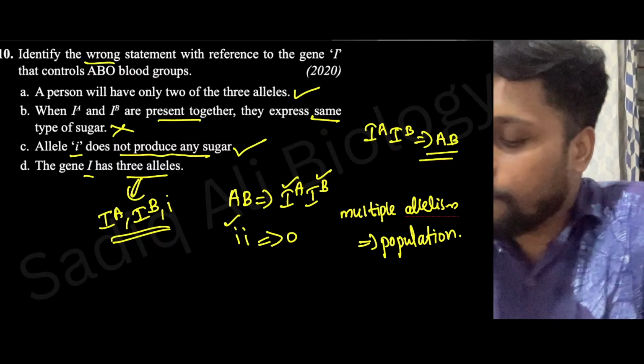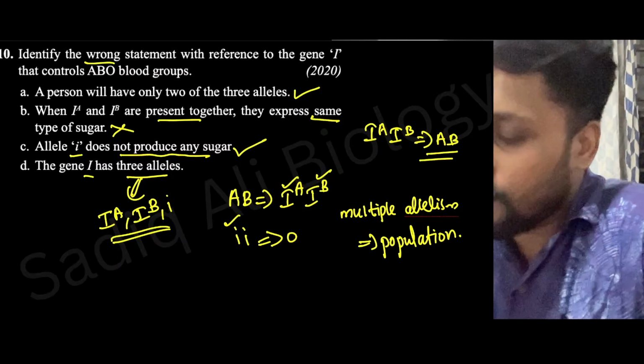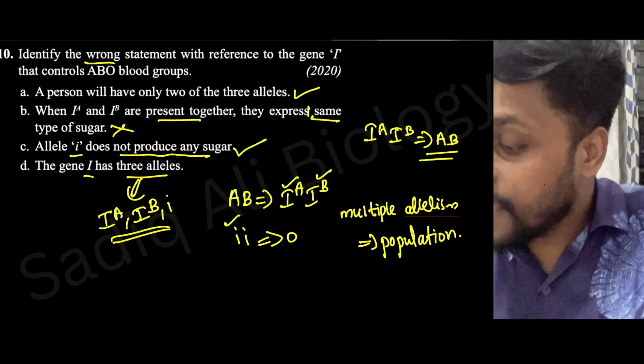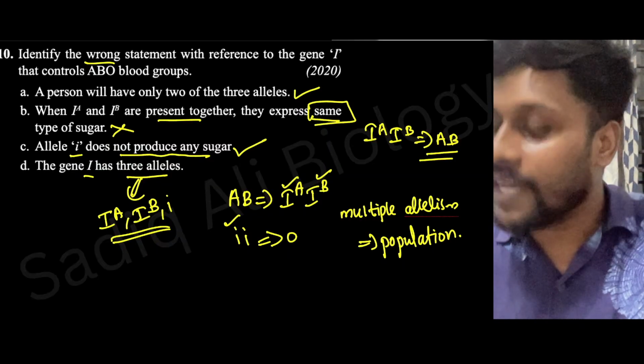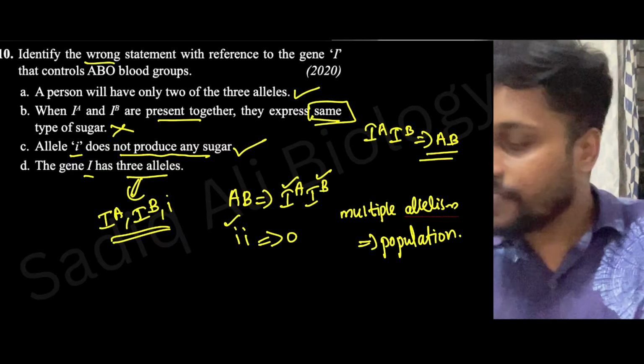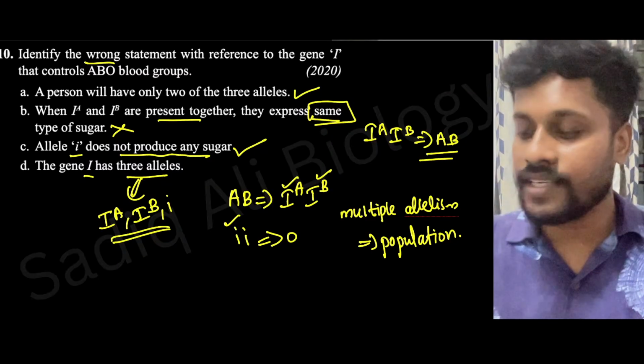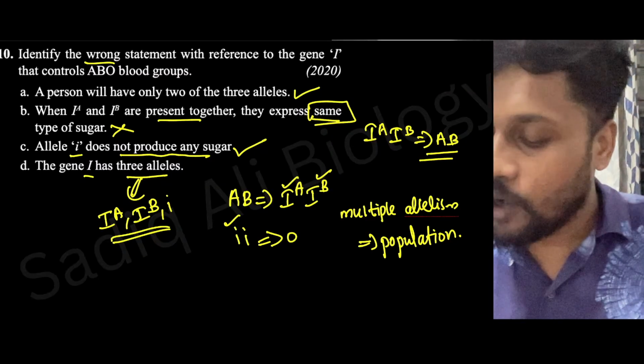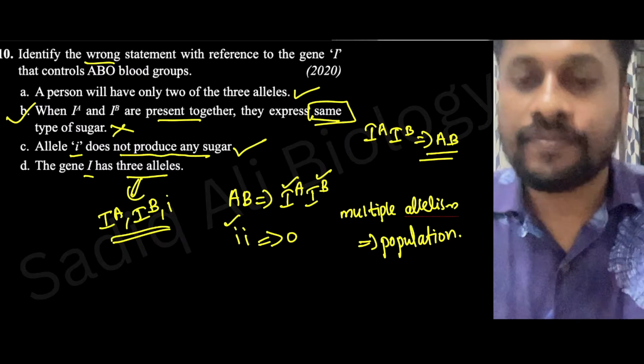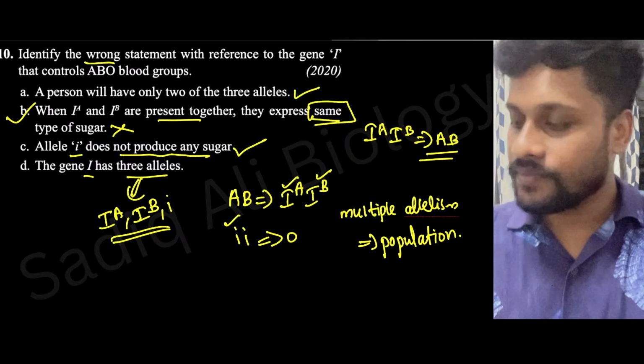When IA and IB are present together, they express the same type of sugar. No, they are not expressing the same type now. They are expressing different types. One is A, another one is B. That's why it is incorrect. So the answer will be option B. Clear? Yeah, very good, guys.